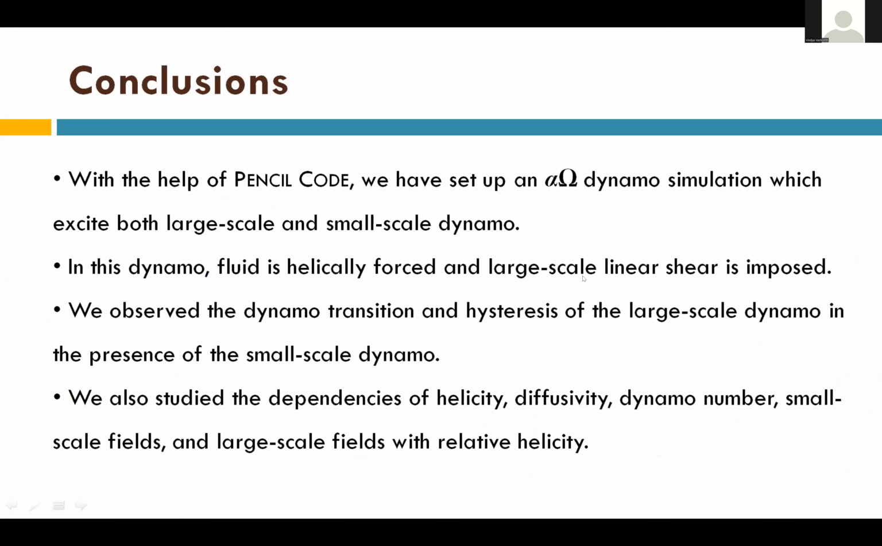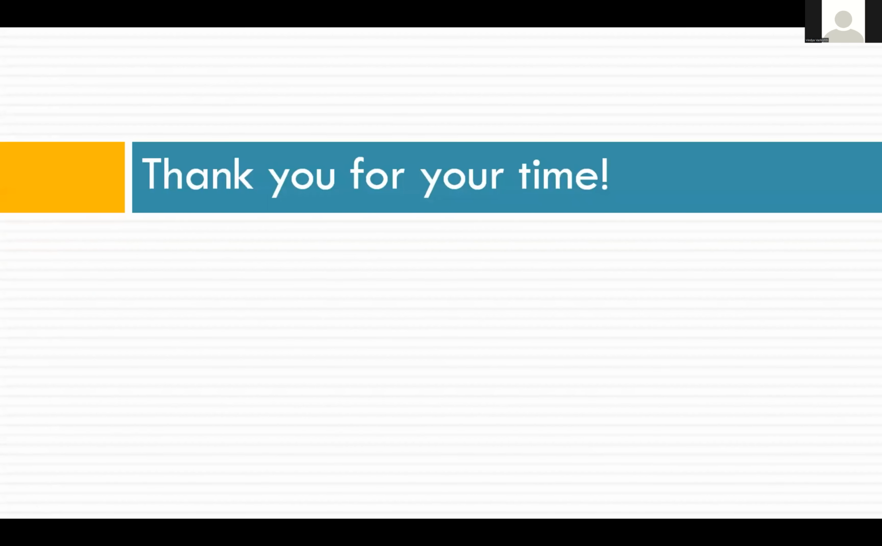So if I conclude, with the help of the Pencil Code, we have set up an alpha-omega dynamo simulation which excites both large-scale as well as small-scale dynamo. In this dynamo, the fluid is helically forced and large-scale linear shear is imposed. We observed the dynamo transition and the hysteresis of the large-scale dynamo in the presence of small-scale. We also studied the dependencies of helicity, diffusivity, dynamo number, small-scale field, and the large-scale field on the relative helicity. Thank you for your time. Questions are really welcome. Thank you.